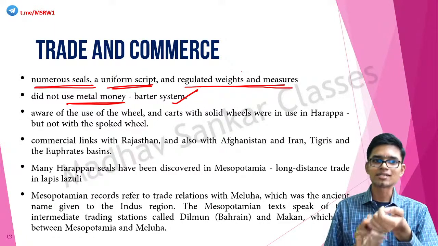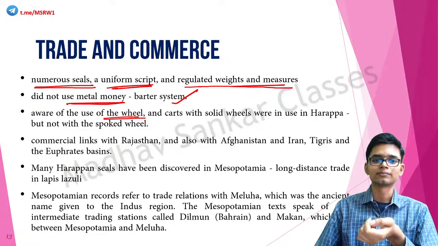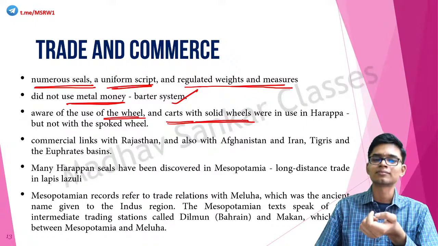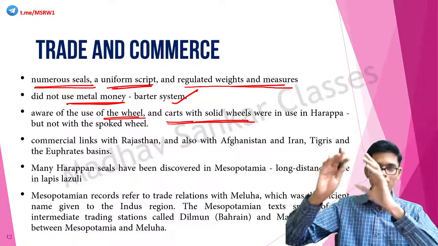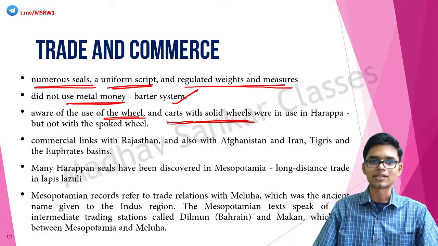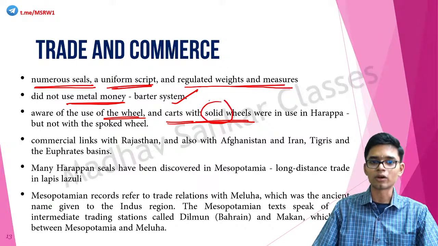We have evidence that Harappans were aware of the use of the wheel. They also used carts with solid wheels. We have a small terracotta image or sculpture of a cart from the Harappan civilization, and the wheel is actually solid. That is very important. It is not the modern day spoke wheel.